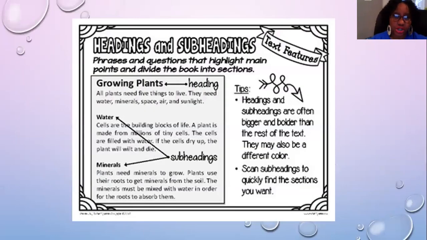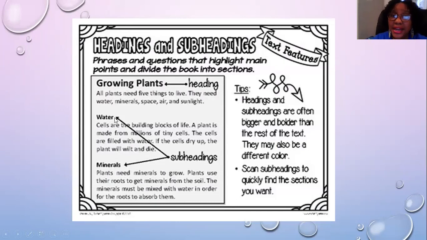For example, in this anchor chart, this is a text, a very long one, kind of like the text we'll be reading. But notice that up here where it says Growing Plants, those words are bigger and darker than the rest of this text. That's the heading. And notice how, if you can see my little arrow, this word Water and this word Minerals, those are subheadings because they're bold, but they're a little bit smaller than a heading, but bigger than the rest of the text. We use headings and subheadings all the time.